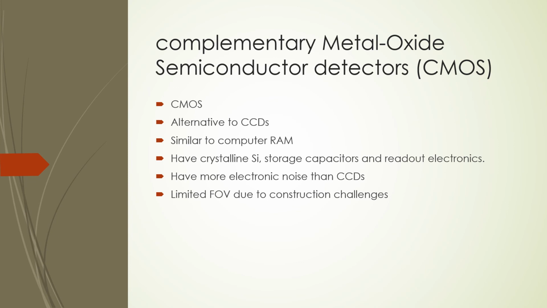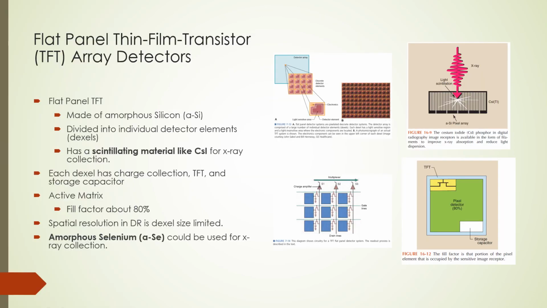CMOS detectors have more electronic noise than CCDs and a smaller field of view due to construction challenges. Current applications are in the area of imaging specimen tissue samples from surgery. Current digital radiographic image receptor systems are built around a thin-film transistor or TFT active matrix array. There are two types, one that uses a cesium iodide scintillator to produce light from X-rays, and the other uses amorphous selenium to directly detect X-rays.